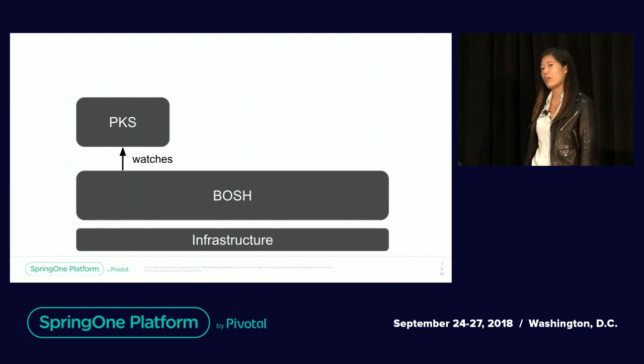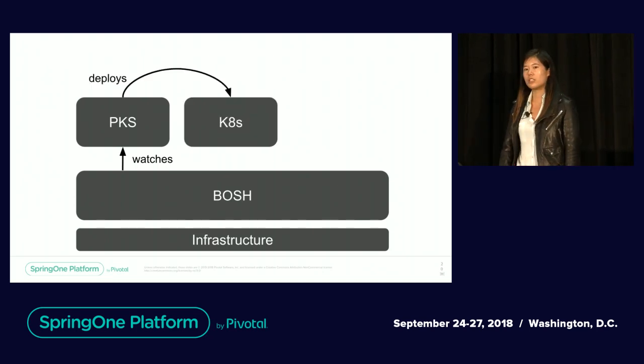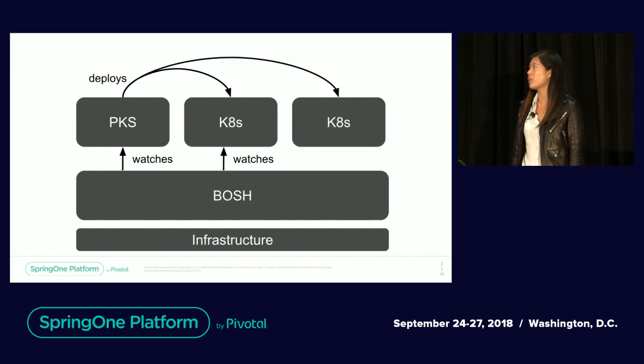And from there, you can interact with PKS via the PKS CLI to deploy a Kubernetes cluster, which BOSH will also watch and ensure the healthiness of. And you can do this, as we said, for multiple clusters. So we can see we can deploy another Kubernetes cluster, and BOSH can watch that cluster as well.